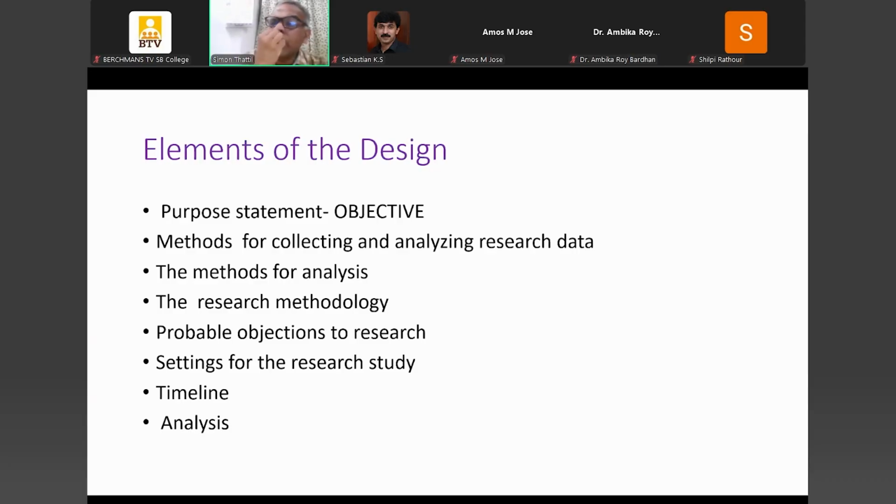Probable objections that can come to research. Something which we encounter perhaps towards the end of our research. Say, for instance, somebody might say that you are saying your design is experimental, but have you kept the variables under control? Is there a possibility that other variables could have intervened?